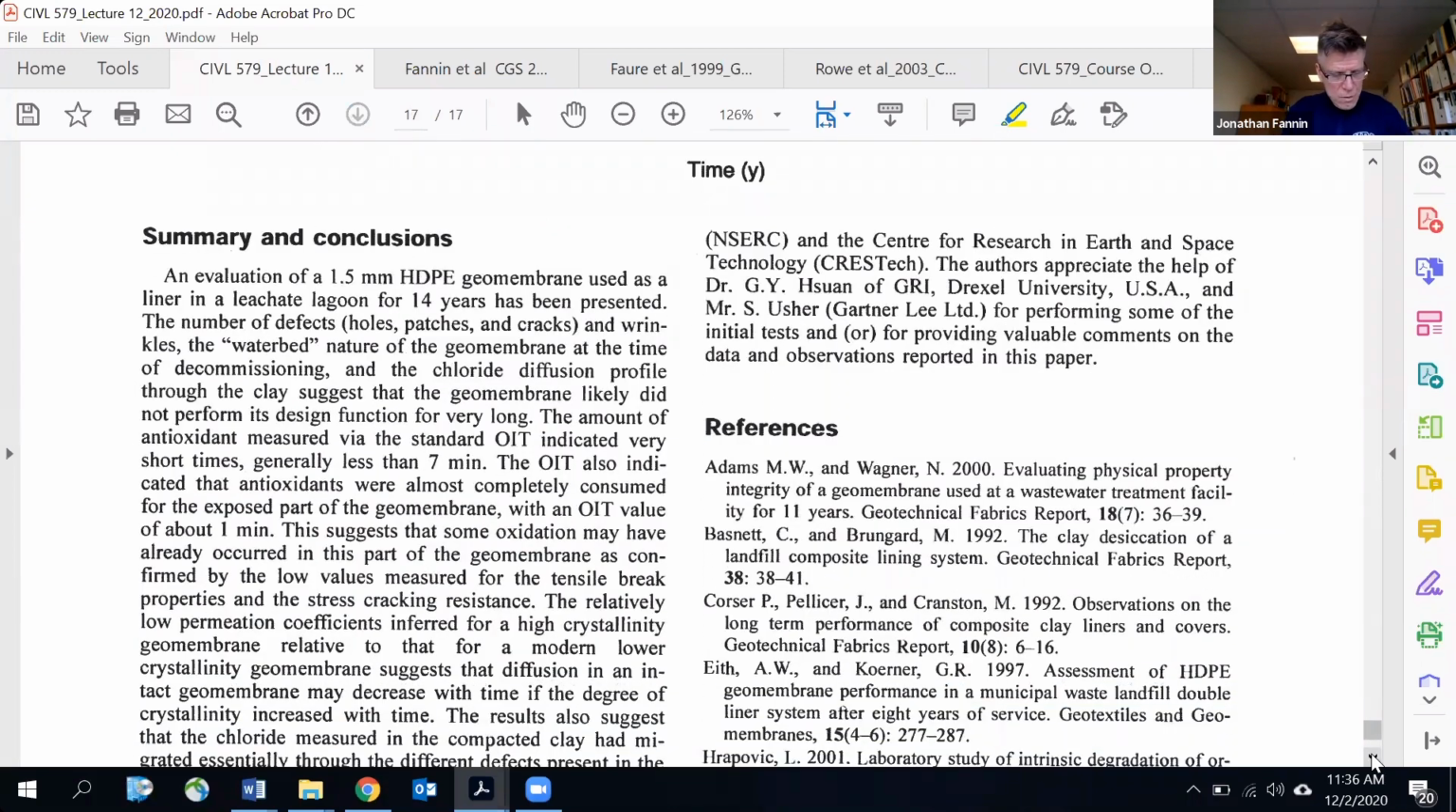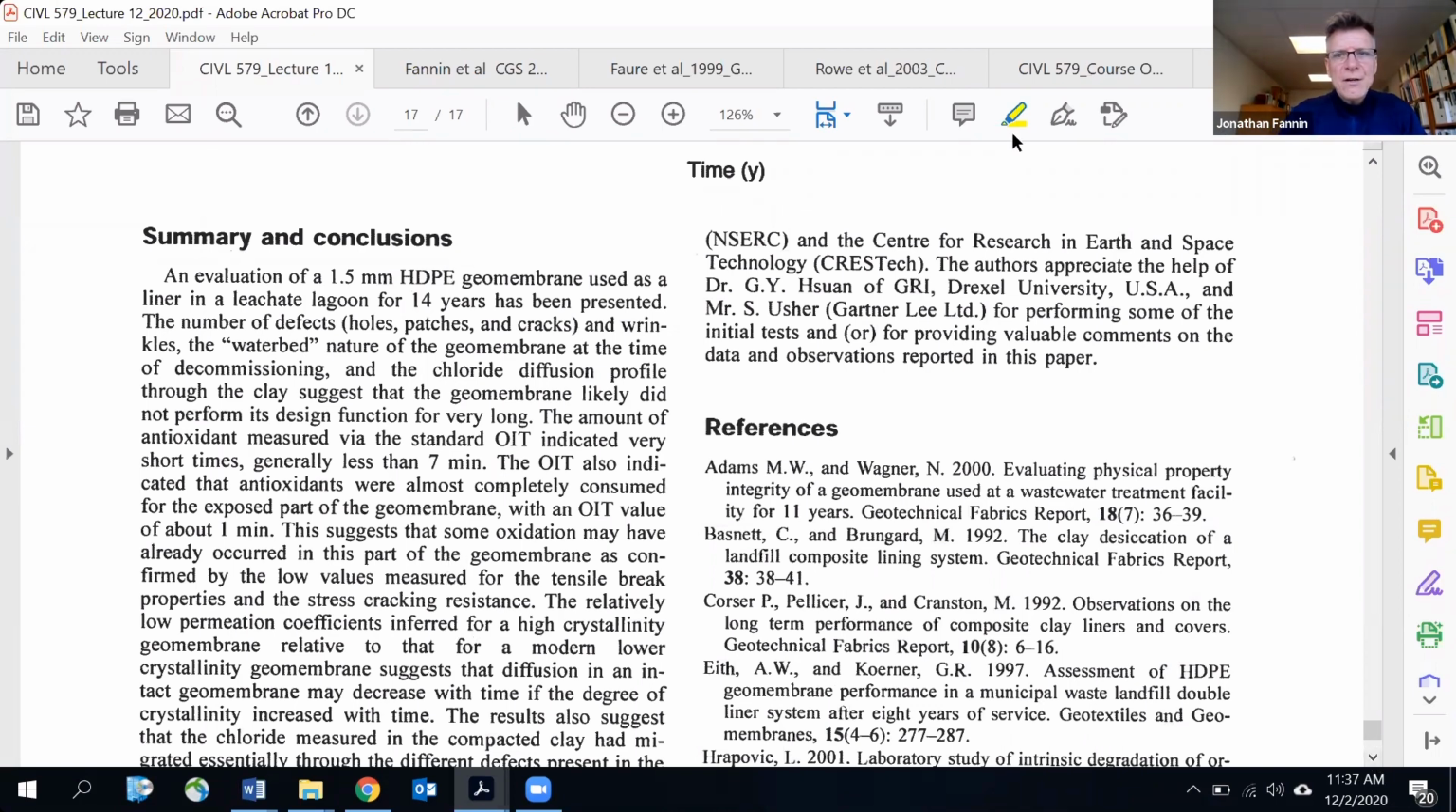and Kerry Rowe is the absolute master of evidence-based claims. He is a consummate professional when it comes to documenting things. So the summary and conclusions. We've got this 1.5 millimeter HDPE. It's been in this leachate lagoon, leachate pond level, varying over 14 years.